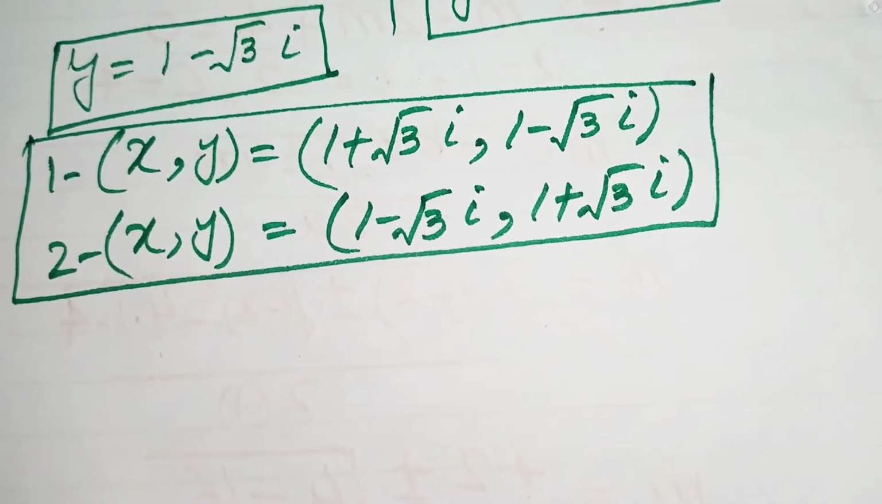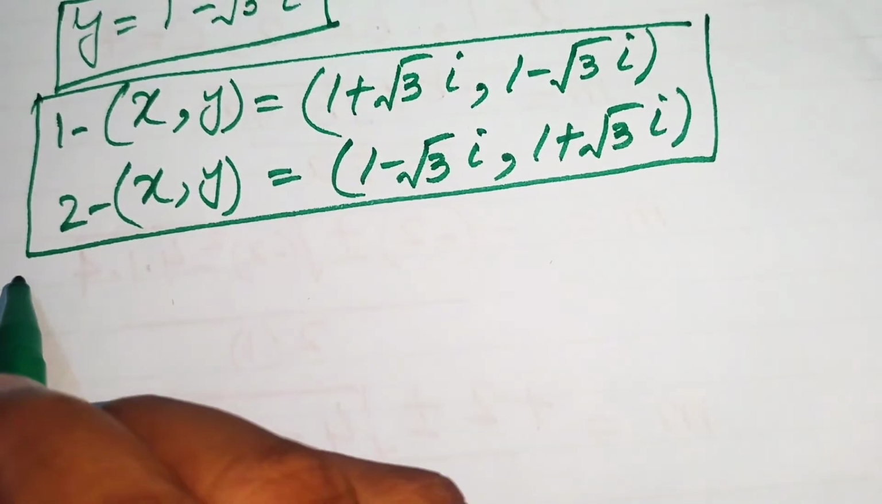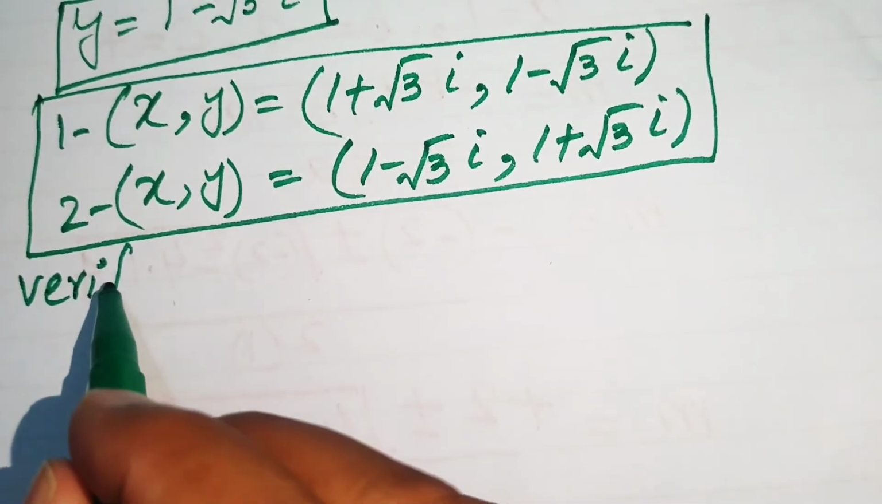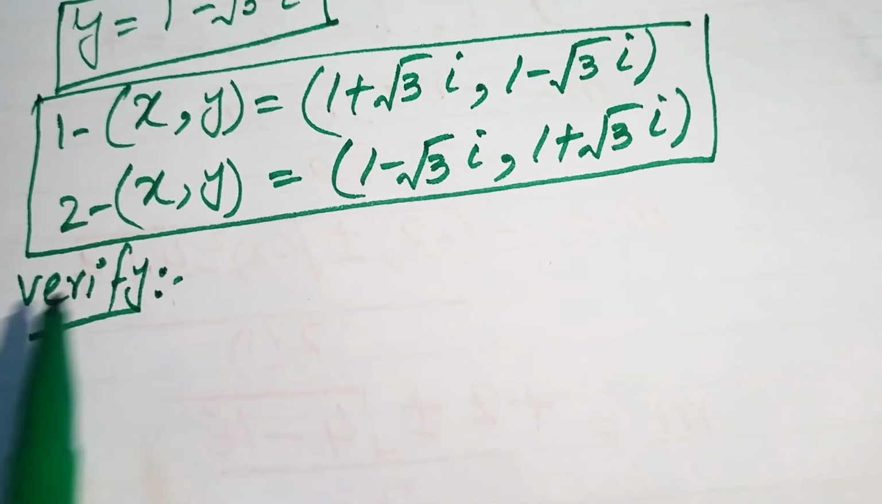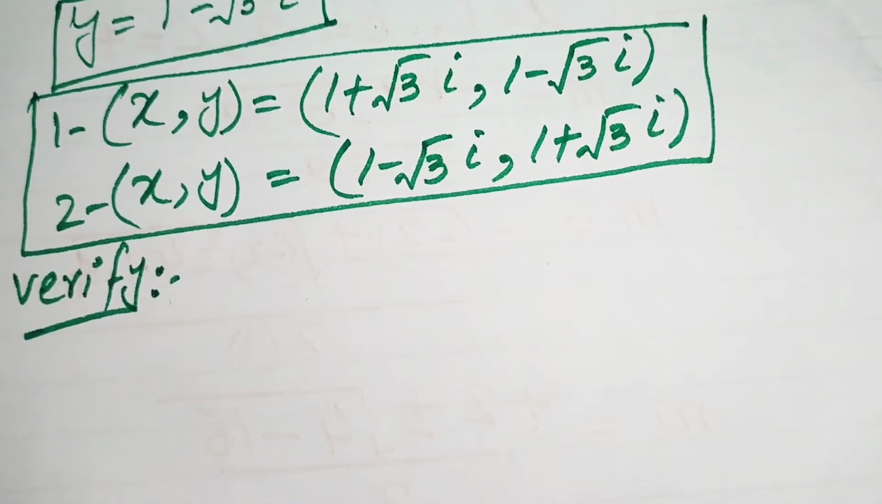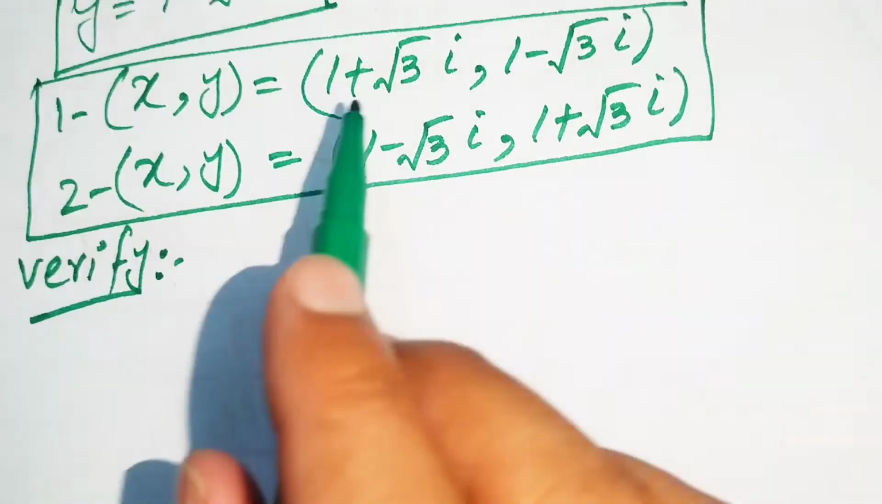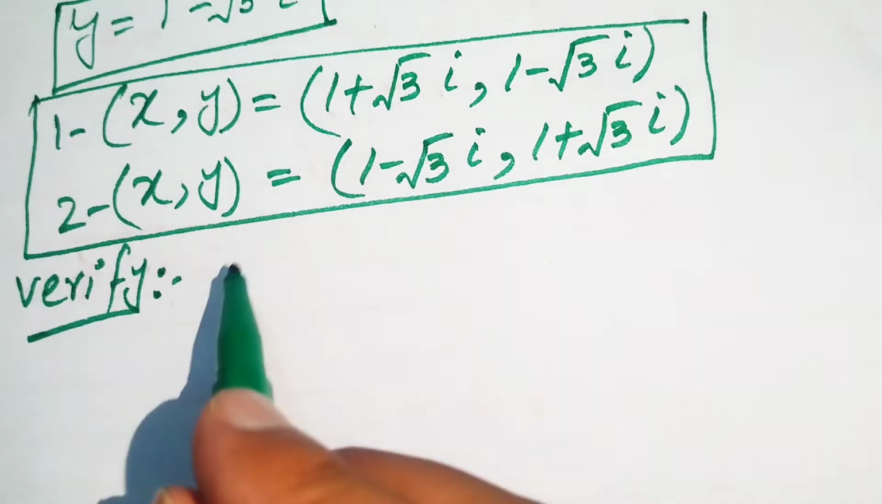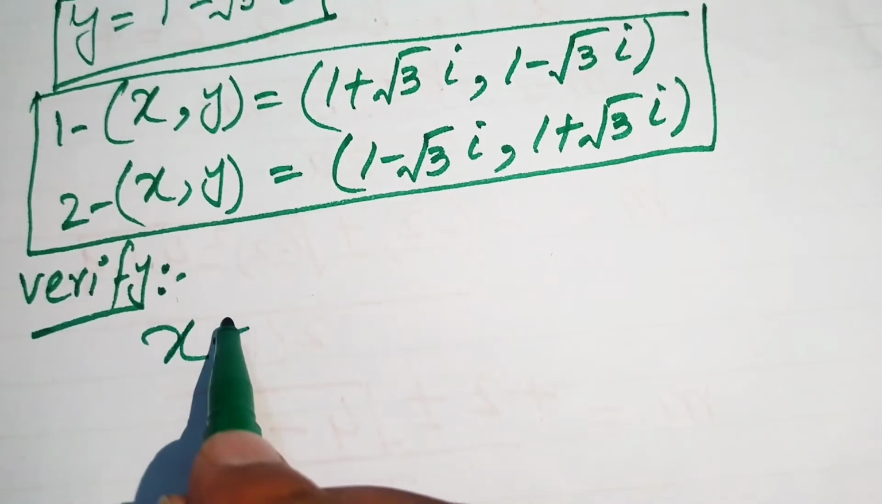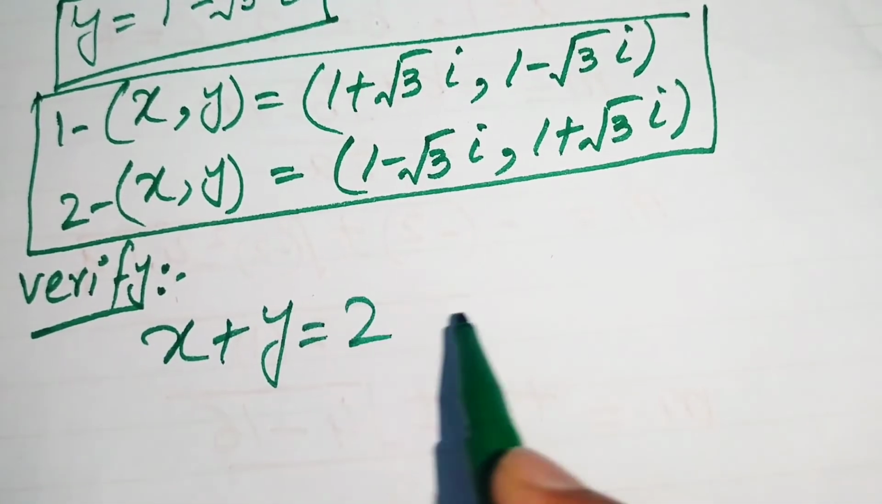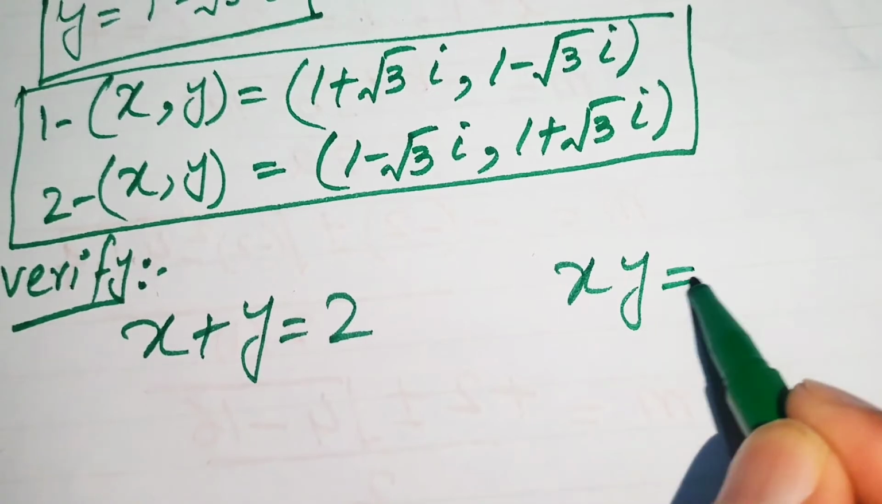Now you can easily verify both of these solutions, but here I will verify only one solution, and I leave the second solution for you. You can easily check the second one. Okay, so now we verify the first solution, and the two given equations are x plus y equals 2 and xy equals 4.